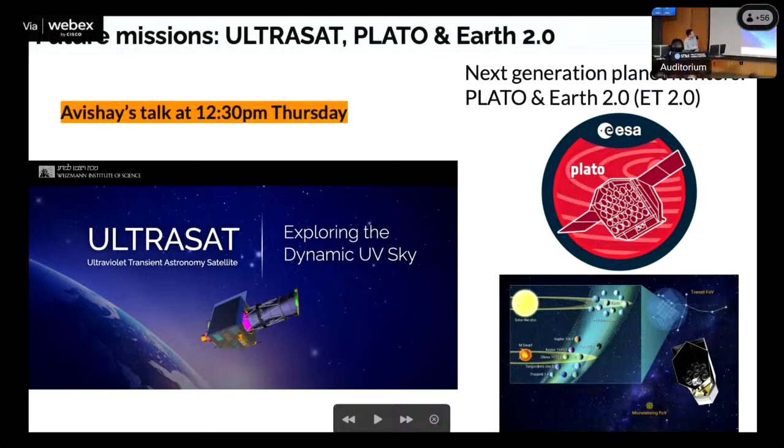But I also want to mention the next generation planet hunters that have a similar design to Kepler and TESS, including the Plato mission led by ESA and the ET2 mission led by China. And actually, I want to make a call to the transient community that I think it's time that we can put some input into these two missions, as now they have already realized that we can do a lot of cool transient science with these exoplanet hunters.